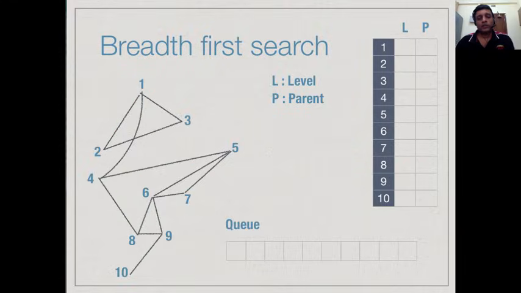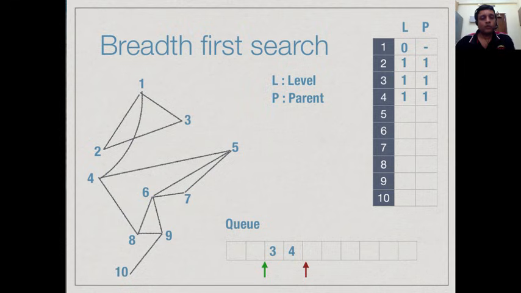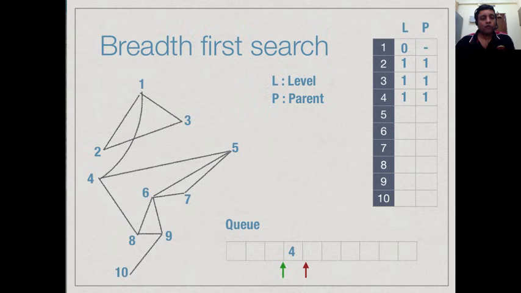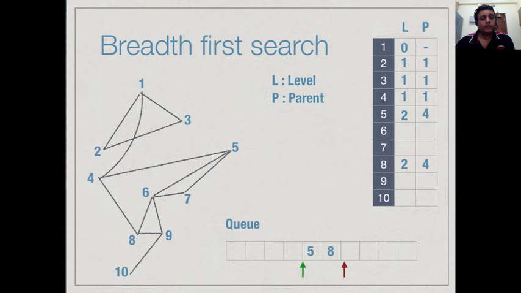So we can see how this works on our earlier example. As usual, we start with 1 and we mark its level as 0 and it doesn't have a parent. Now when we add 2, 3 and 4, all of them will be at level 1 and all of them will have as parent 1 because they were explored from 1. Then as before, 2 doesn't add anything new to our list. 3 doesn't add anything new either. Now 4 will add 5 and 8. For these two, the level will be 2 and the parent will be 4, indicating that I got to 5 and 8 from 4 in my exploration.